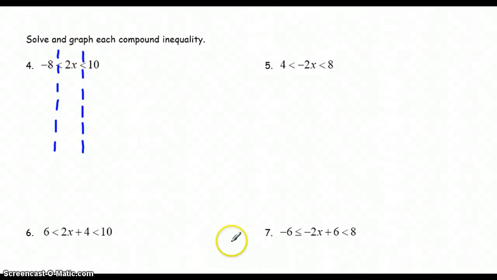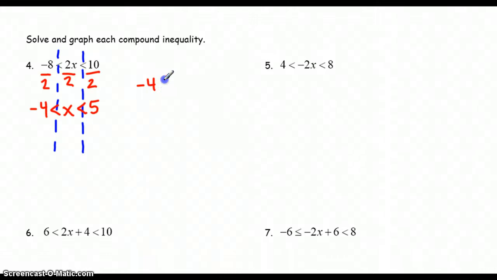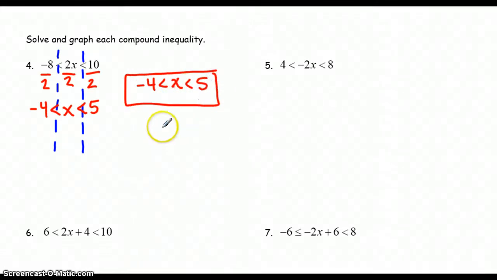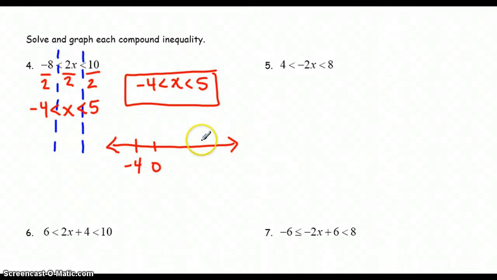Now you still want to focus on the x, and you want to ask, how do you get x by itself? Well, here we would divide by 2. Now what you do is you divide all three parts by 2, and we get negative 4 is less than x, which is also less than 5. So the answer here is that negative 4 is less than x, which is less than 5. And if we graph that, we have our number line. We have negative 4. We've got a 0. We have a 5. Open dots on both. And we want to represent the values in between.